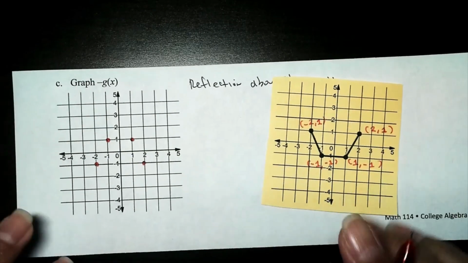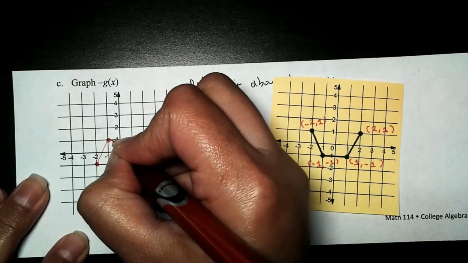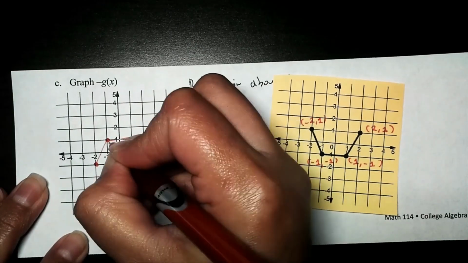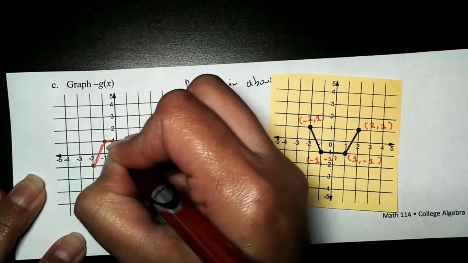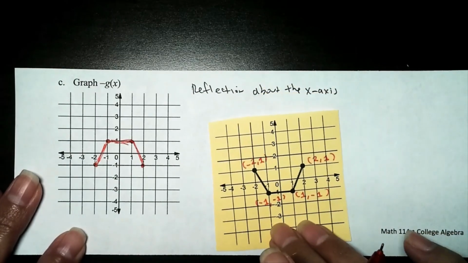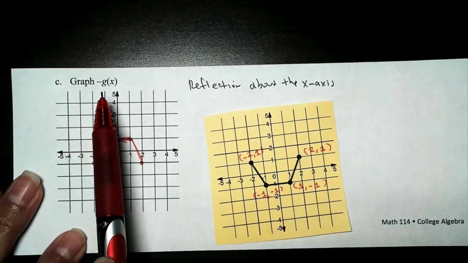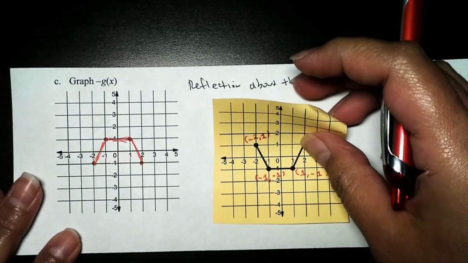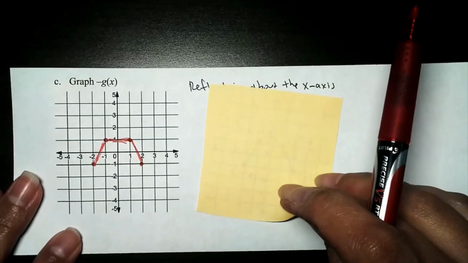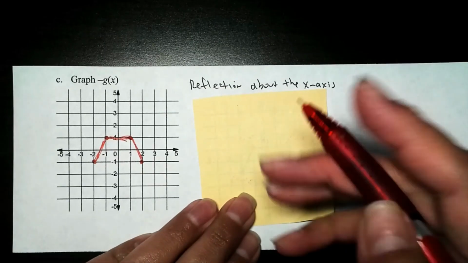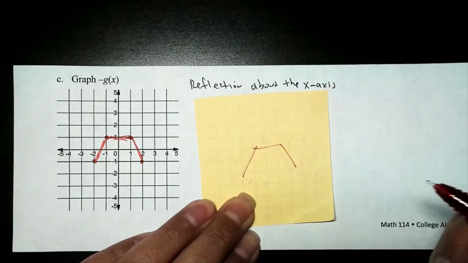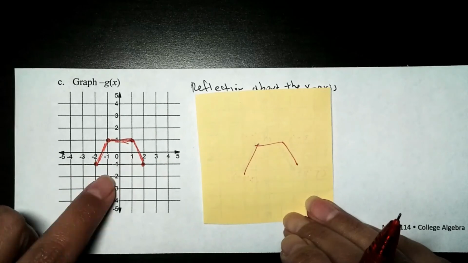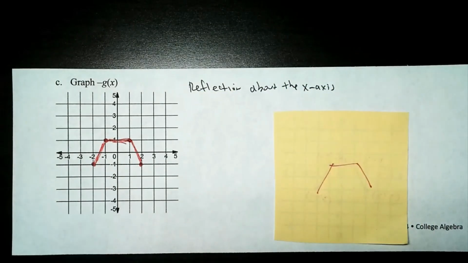Cool. For the grand finale, 2, 1. So 2, 1 is 1 unit away from the axis. When we reflect, we should still be 1 unit away. So let's connect these points. I did my best. So we had said that to graph negative g of x, we're going to take this bad boy and reflect it about the x-axis. So if I was able to physically turn it like this, oh, you can kind of see it. That wasn't planned.